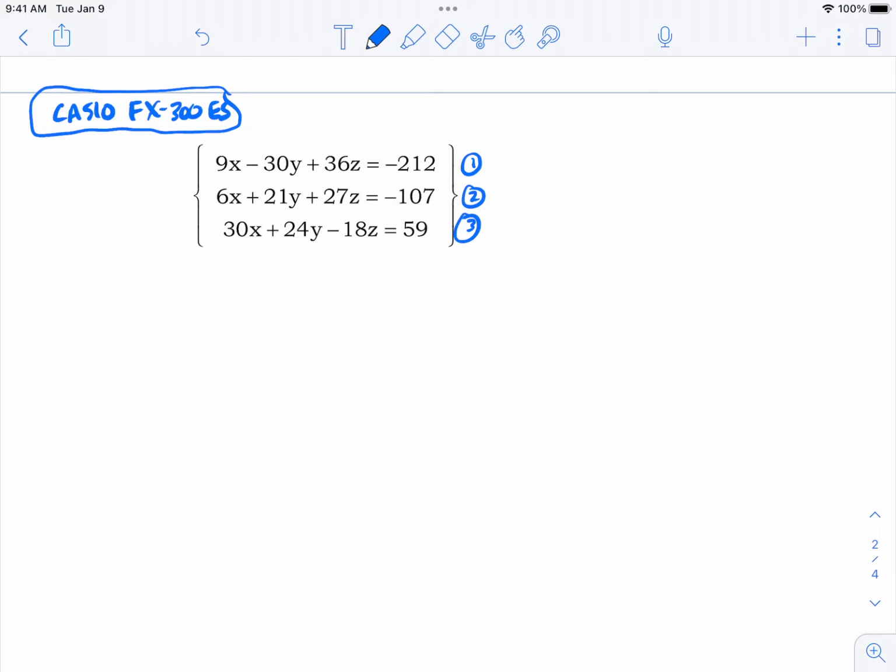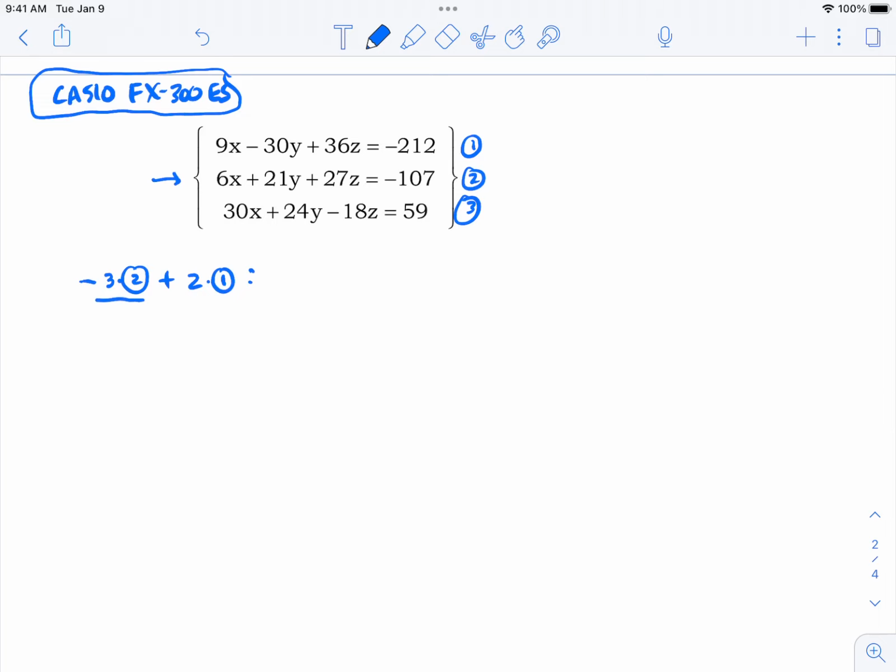So maybe I'll look at these two, because I can turn the 6 and the 9 both into 18s and then make them go away. So I think what I'll do is take equation 2, make that into a negative 18x. So this is a negative 3 times equation 2. And then I'll add 2 times equation 1. That's my plan.